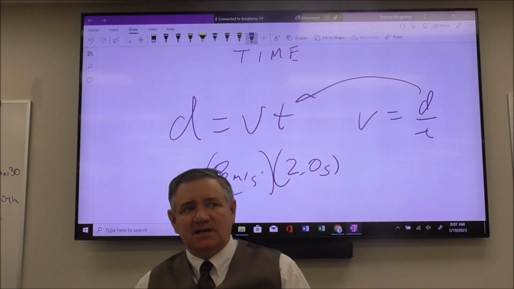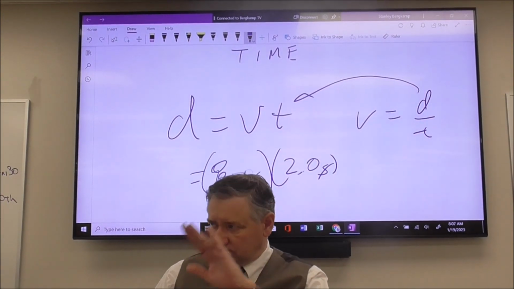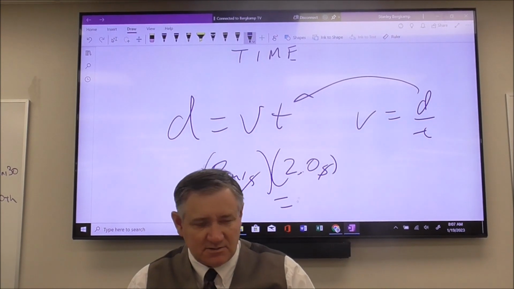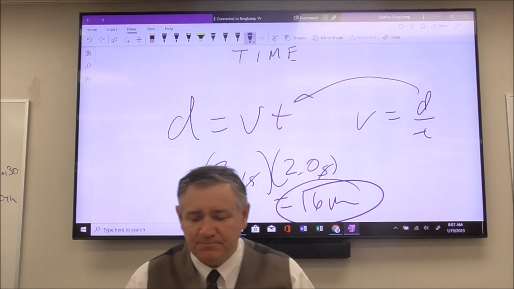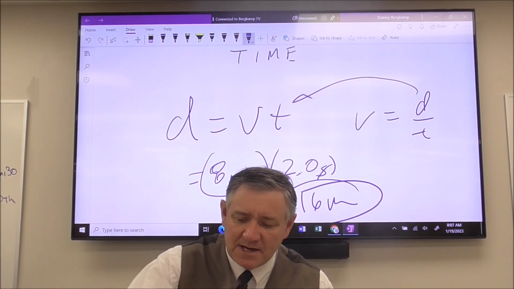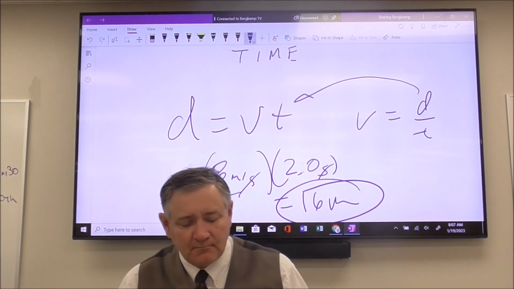He's going to run 16 meters. Okay? There you go. 16 meters. Fantastic. Old school. Should not give you any problem at all. That calculation. Simple. Now, we're going to go back to this velocity time graph.